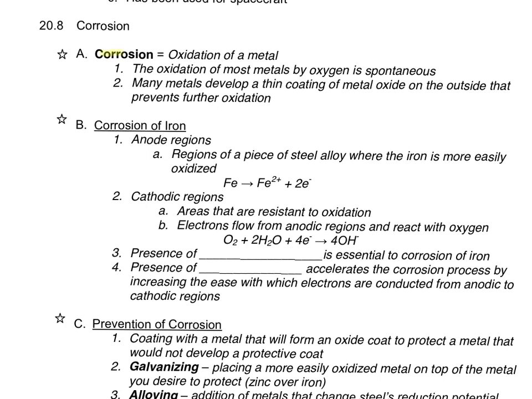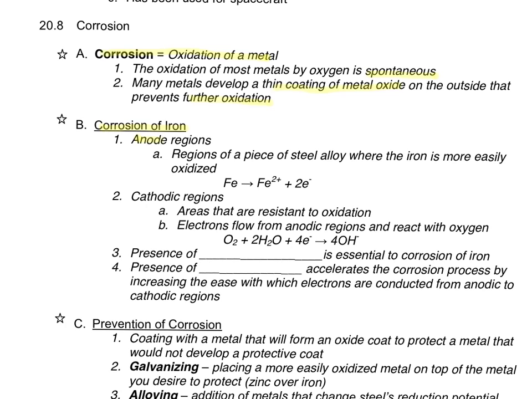Corrosion happens whenever a metal gets oxidized. Mostly this is a spontaneous reaction, although there are things you can do to make it happen a lot faster or slower. A lot of times you'll also get a thin coating of the metal oxide on the outside that will protect it from further oxidation, and so this actually can be a good thing. Now the corrosion of iron is a really important corrosion reaction that you definitely need to be aware of. It is a redox reaction, and so we're going to look at it like a redox reaction.